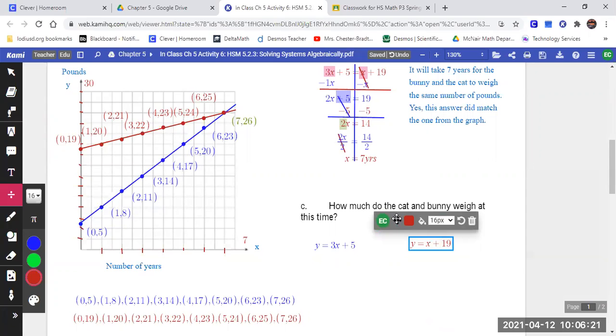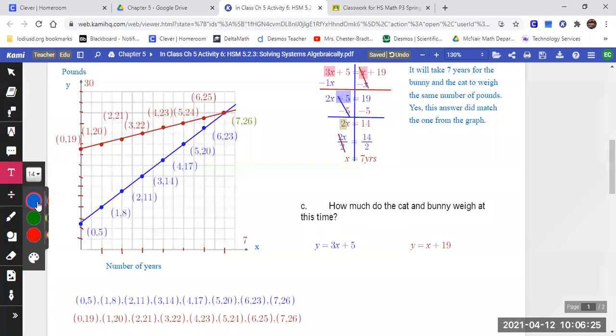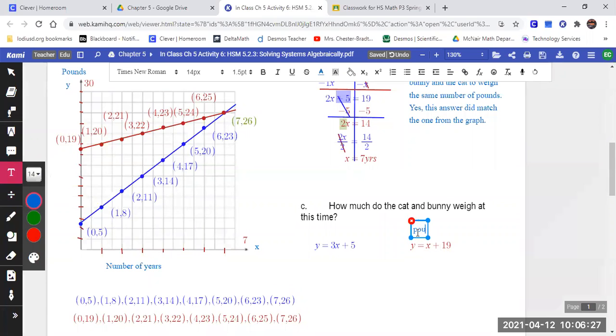Which equation do we want to use? Okay, we're going to use cat for the pounds. So I'm going to say that this is pounds, which means the other one is going to be my check. I'm going to put my x and my y I figured out into the bunny equation to make sure it works for both of them.